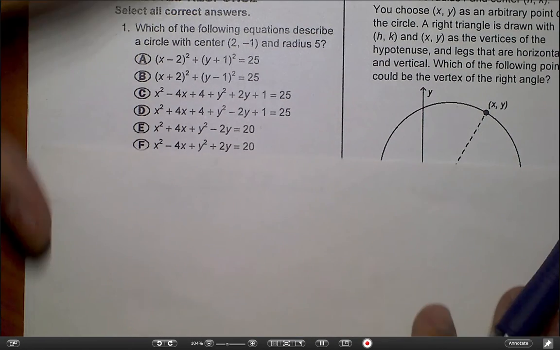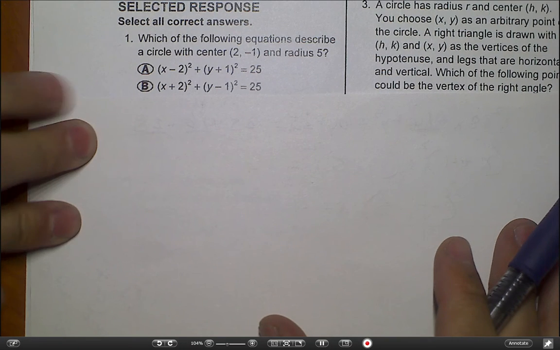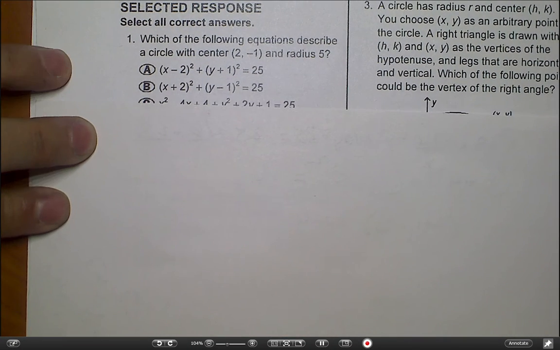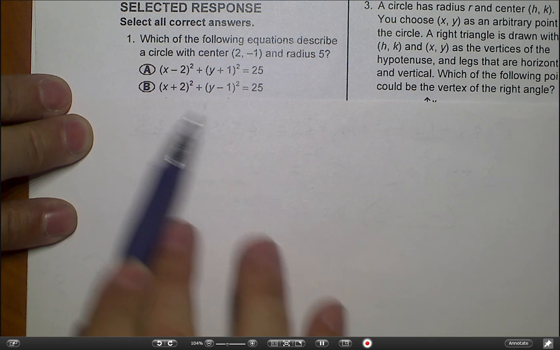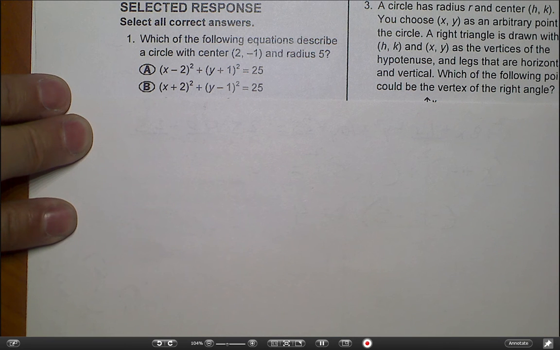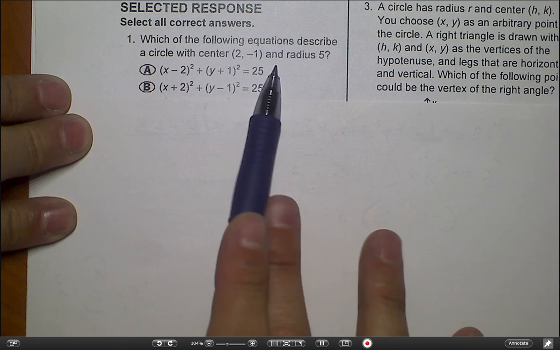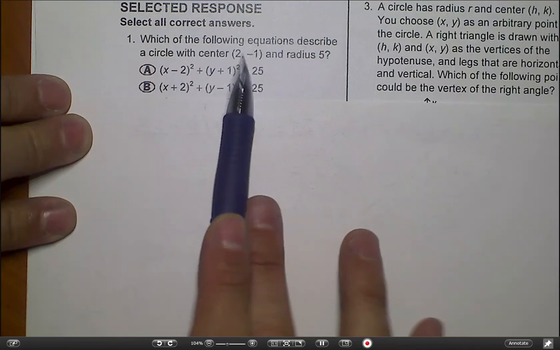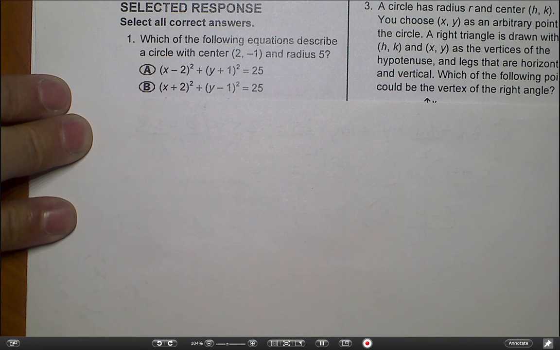So, let's start with this right here, because it's going to be more than one answer. Is it A or B? Wait, hold on. Look at your paper. What happens to the circle? What happens to these if they're in the center of the circle?